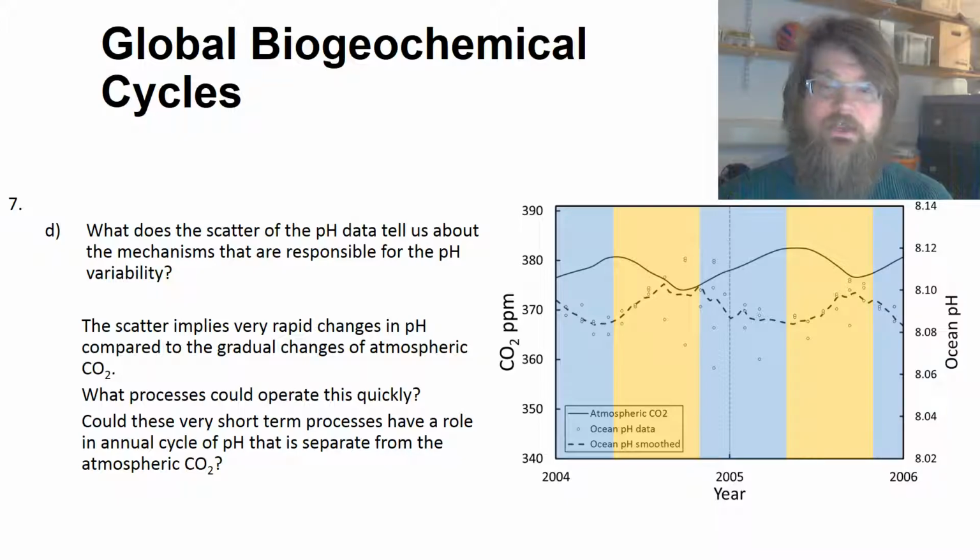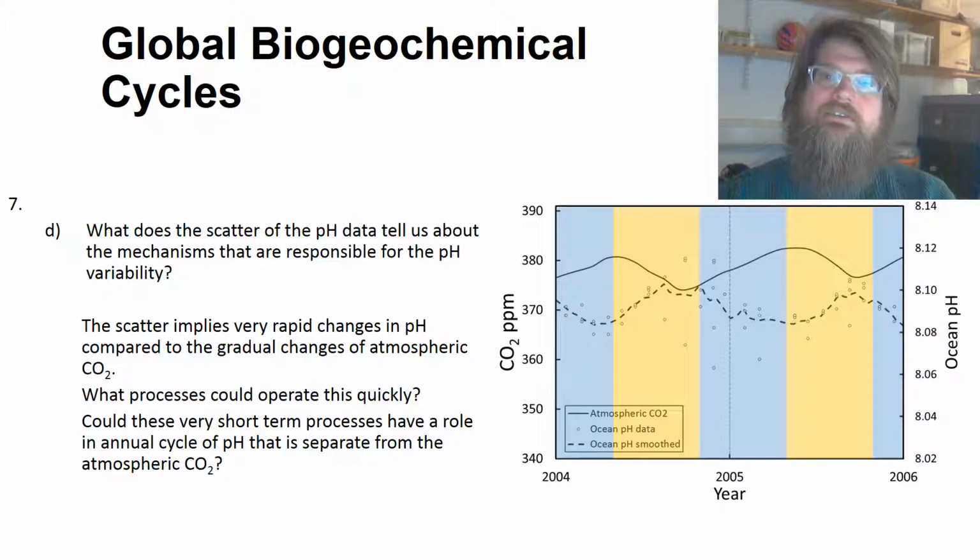It could be changes in mixing with the deep ocean. If you suddenly have a big storm, that might bring up quite a lot of water that's got a very low pH. That might cause variability in the pH without affecting atmospheric CO2 too much, because that's more of a hemispheric, well-mixed signature.